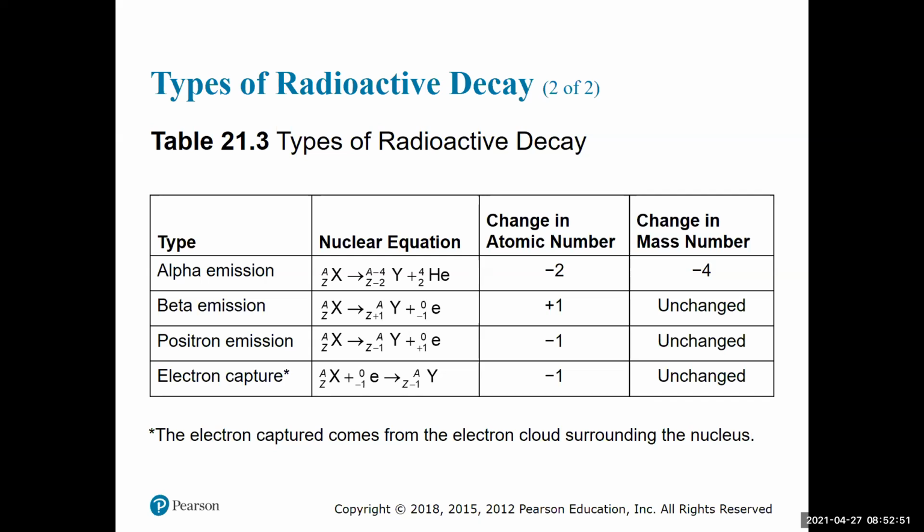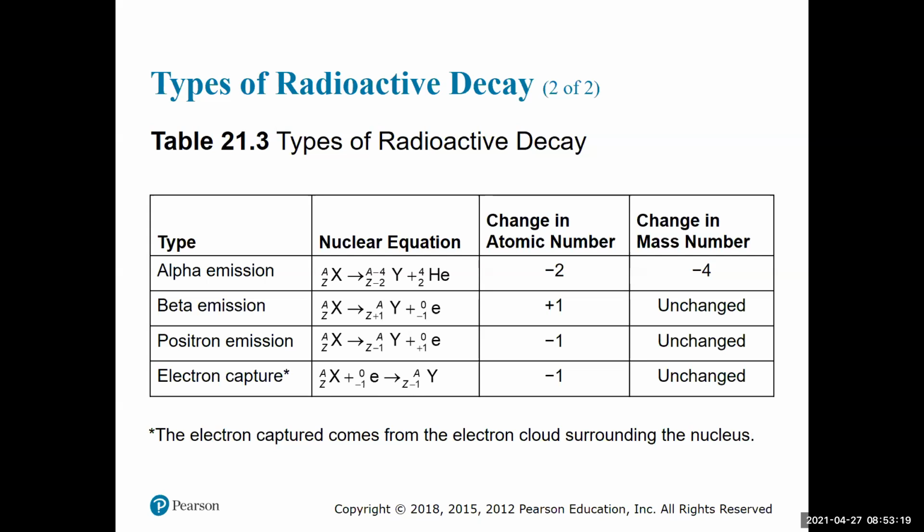And so for positron emission, we have a change in the atomic number of -1. The mass number doesn't change. So there, Z - 1 is the new atomic number, and that would change it to whatever that element is.